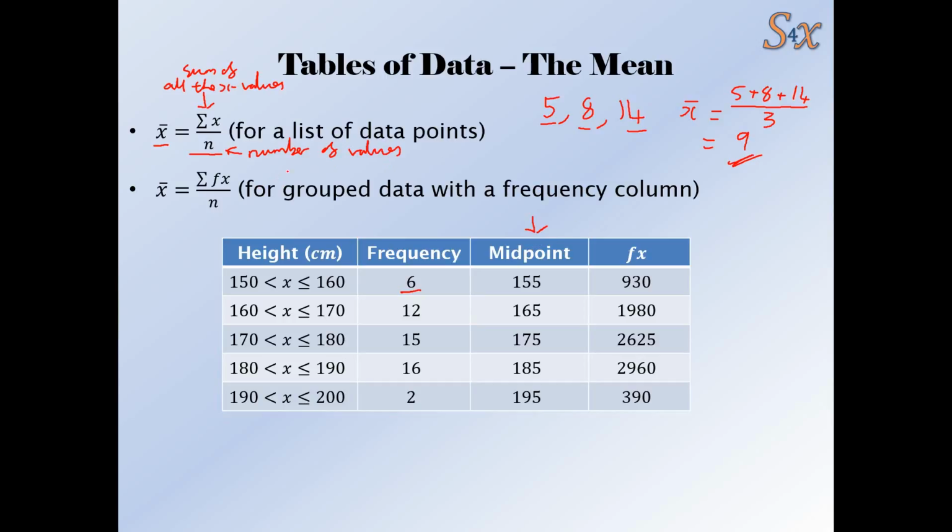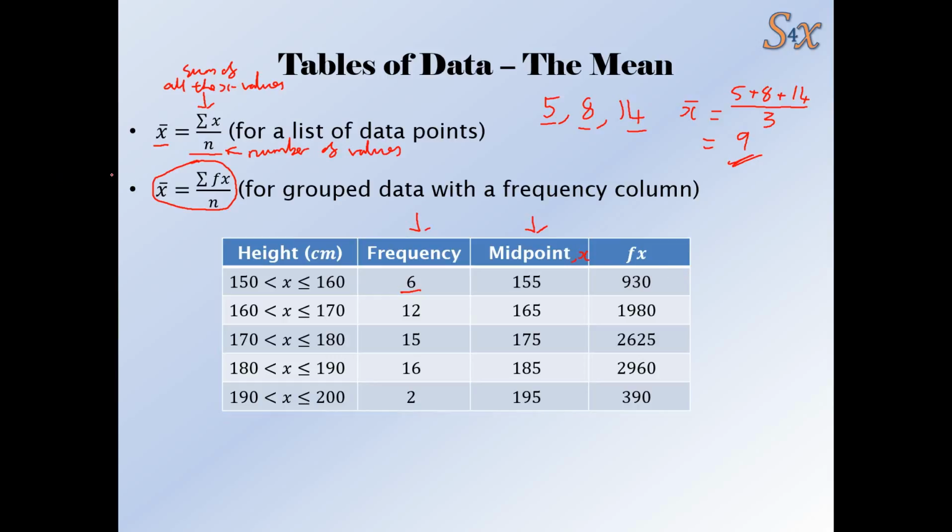Now, if we have a look at the formula up here, we want to do the sum of fx. Now, f is the frequency, this column here. X is the midpoint, so these are our x values here. So we're going to multiply the two numbers together, and then after that we're going to sum them all together. So this fx column that I've got is just the frequency multiplied by the midpoint. So I've done 6 times 155, and I've got 930. I've already worked out all of those for us instead of working through them all.